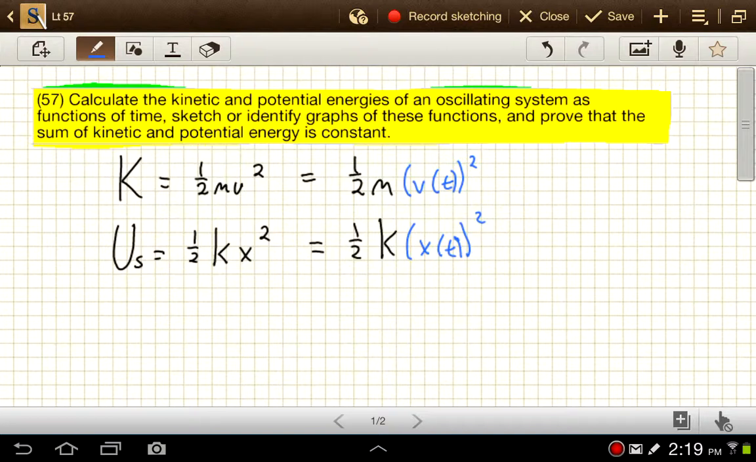So when we combine those ideas, we have the equation for K, the kinetic energy here. We're just going to change the v to v as a function of t. And down here for U_S, the potential energy in a spring, we'll change that x to x as a function of time. So typically in these problems you'd be given the expressions for v of t and x of t, maybe mass and spring constant, and asked to write out equations for the kinetic energy as a function of time and the potential energy in the spring as a function of time.